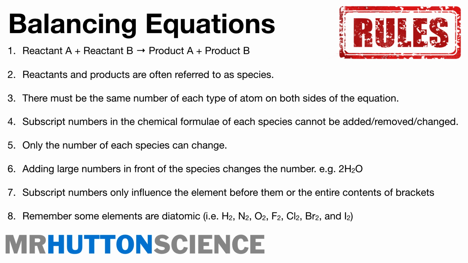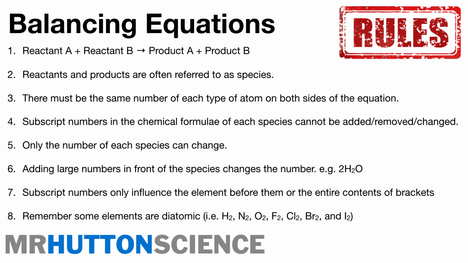But you can change the number of each species you've got. Remember, species are the different things in the reaction. So we can change the total number of those that we have, and you'll see how we do that later on. You can add large numbers in front of the species in order to change the number of those that we have. So the example there is 2 H2O. That means two lots of water.